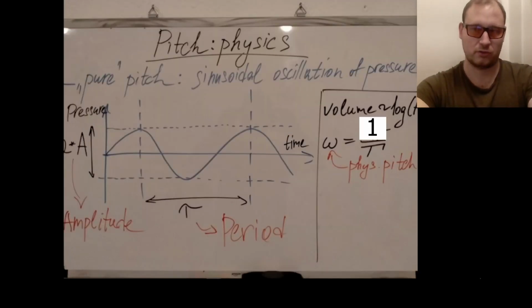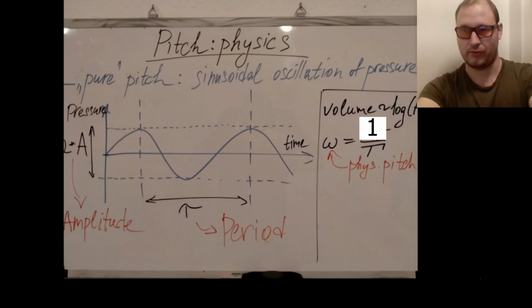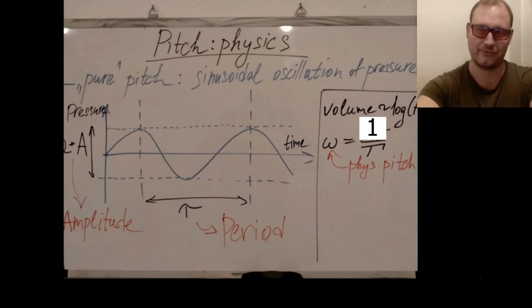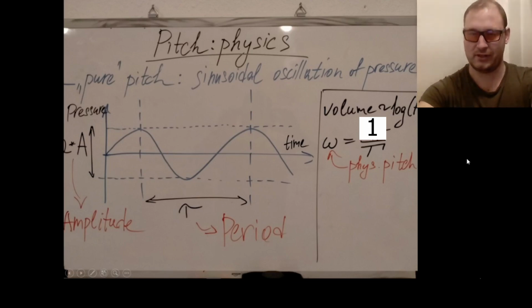Now let's talk about pitch, how it is defined physically, and how we encode it within the computer. A pure pitch is a sinusoidal oscillation of pressure. It's a sound wave, and across its way where it's propagating, it creates zones of positive and negative pressure, which you can see on this plot.